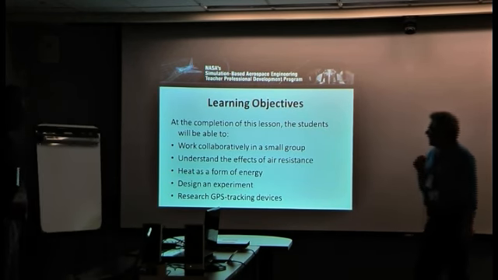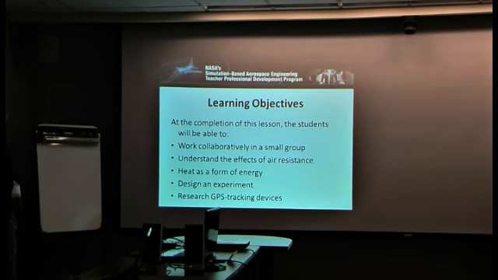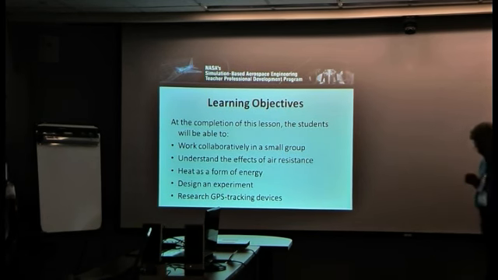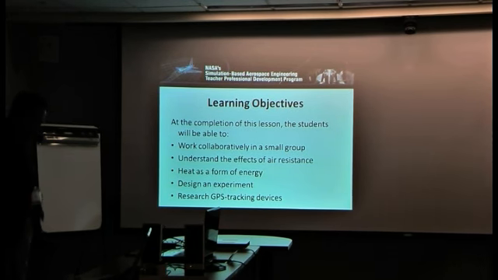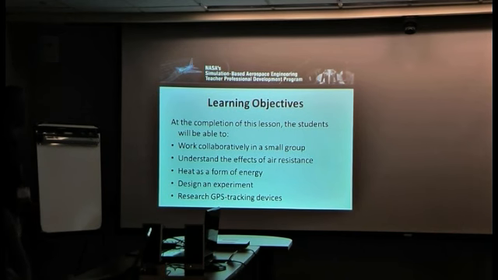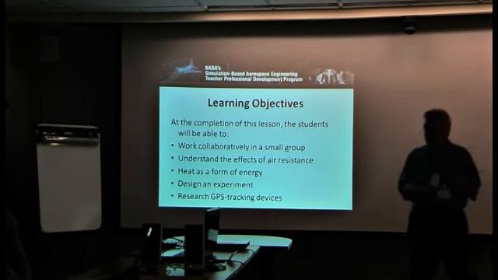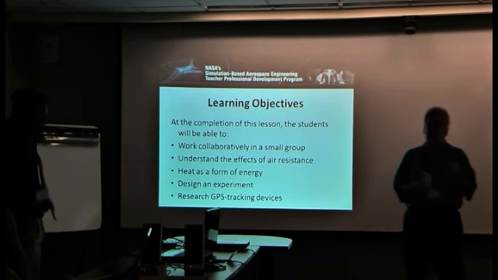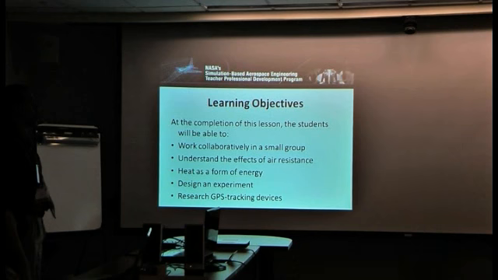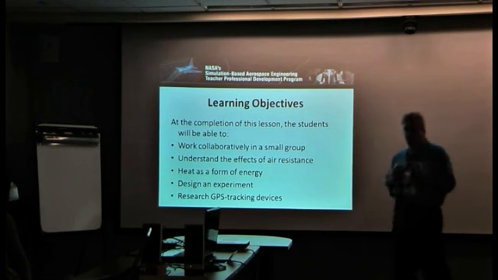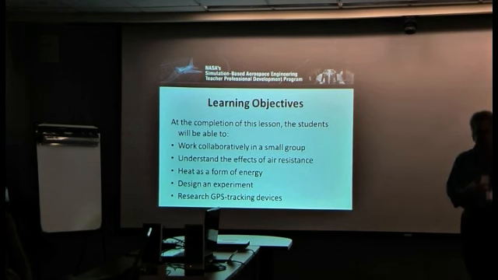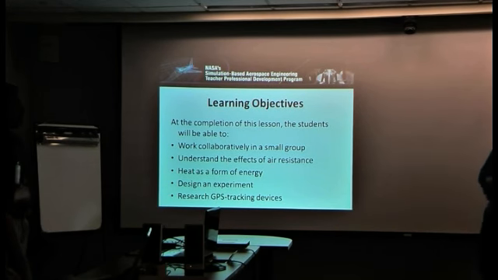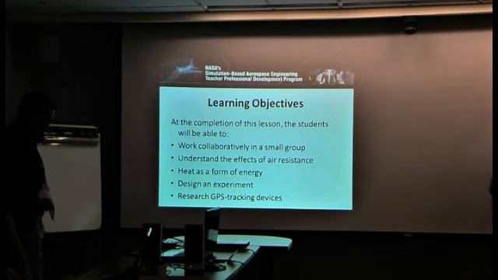The learning objectives. At the completion of the lesson, the students will be able to, number one, work collaboratively within a small group to design and model a payload compartment that will accomplish the objective of the experiment, which is to determine decreases and increases in temperature as it partakes in its suborbital balloon flight. They will understand the effects of air resistance and, more importantly, how air resistance contributes to terminal velocity, and then be able to calculate or at least understand what terminal velocity is and how it applies to the project.